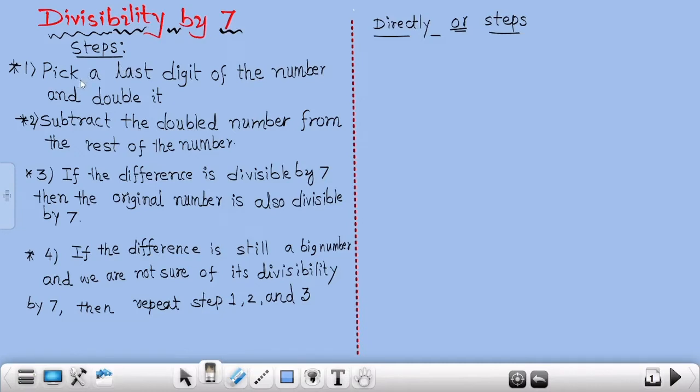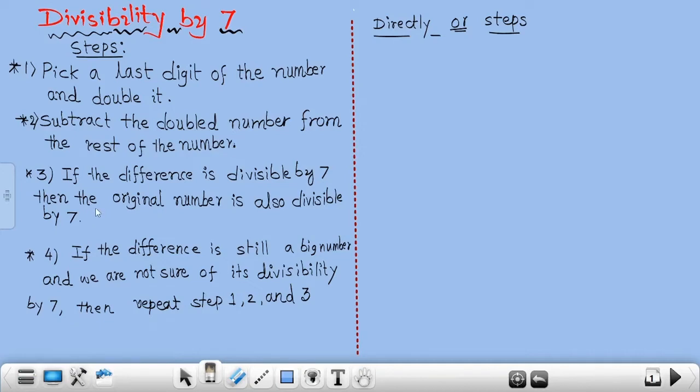So what do the steps say? Pick the last digit of the number and double it. They will give you a number, and in that number you take the last digit and double it, that is, multiply it by 2. Then you have to subtract the doubled number from the rest of the number, the remaining number.